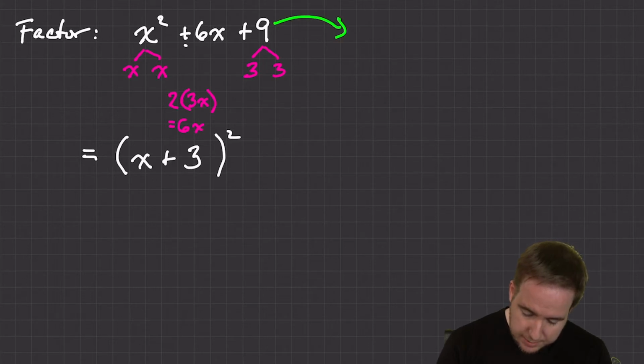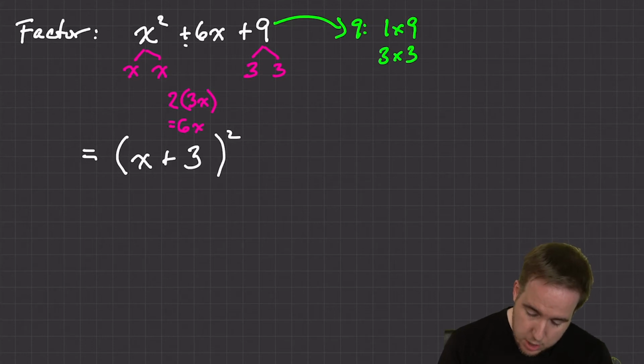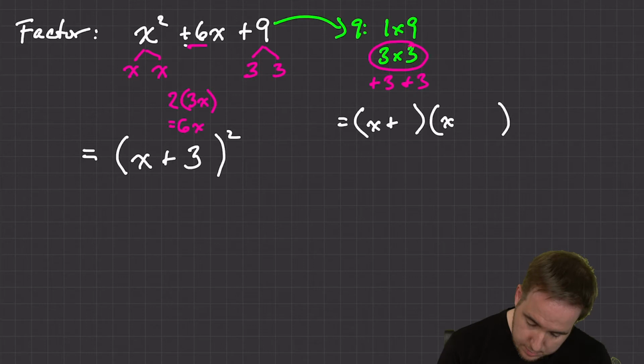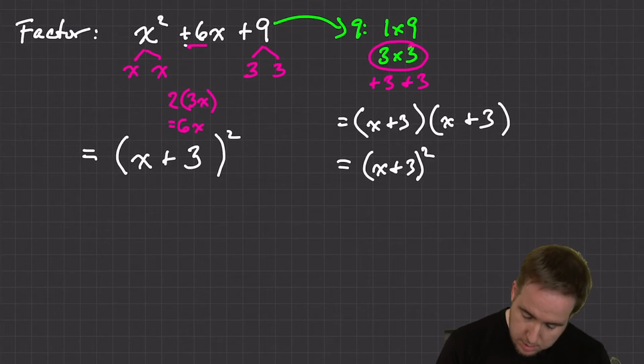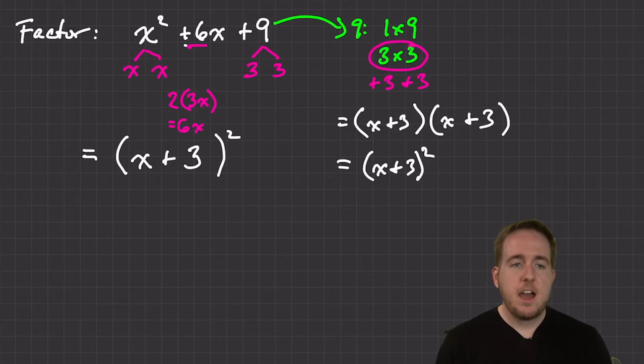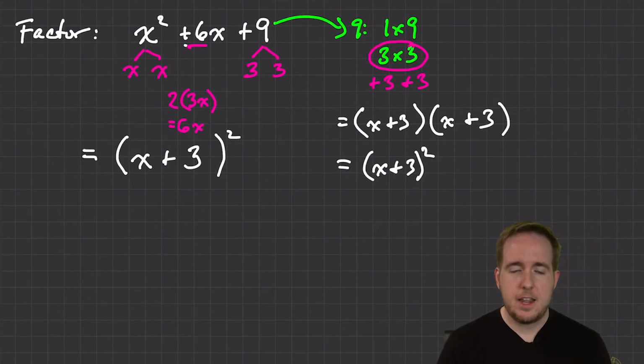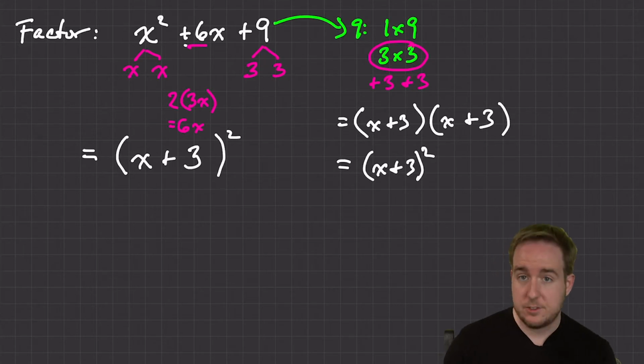I could have looked at the last number, 9, and made the list of ways of making 9 by multiplication. That is 1 times 9, 3 times 3. Notice that 3 plus 3 is equal to 6. So this method is a faster way of doing some questions, but it doesn't teach you how to answer any factoring questions you didn't already know how to answer.